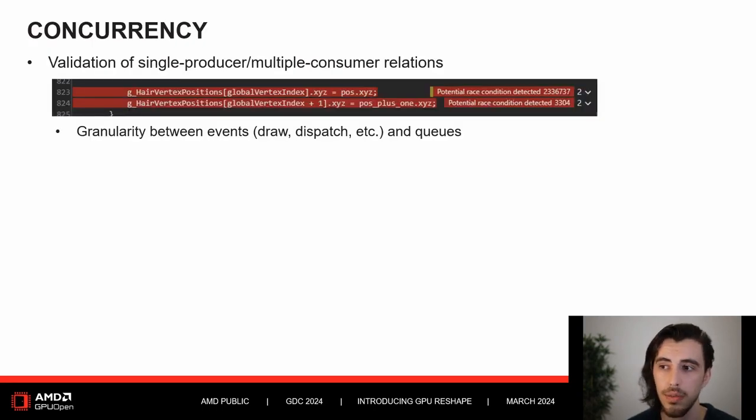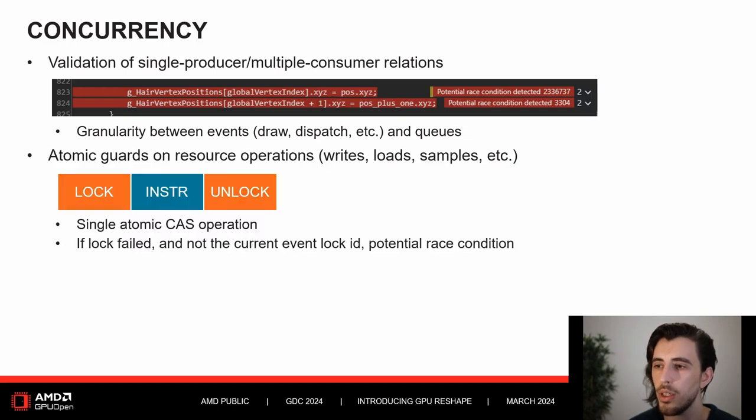But even if there's data, maybe it's being concurrently read and written to. So let's also try to detect that. At most, we know that there can be a single producer or multiple consumers. Currently, the granularity is between events, that is draws, dispatches, etc., and the queues that they're executed on. As with initialization, this will be greatly improved in the future. The way that this works is by assigning lock guards on writes and validating the active lock on reads. If either the lock failed on writes or something has locked the range on reads, we've got a race condition.